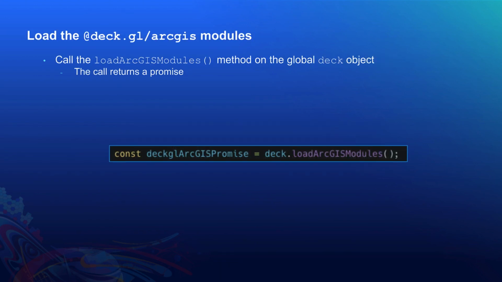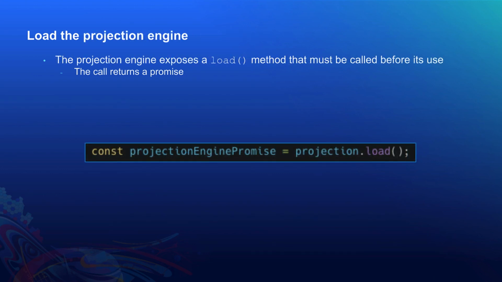When loaded from the CDN, deck.gl is available as a global deck object. In order to load the additional classes provided by the deck.gl ArcGIS plugin, we need to call deck load ArcGIS modules. This call, too, returns a promise. Finally, since the feature layer that we are querying is Web Mercator, and deck.gl expects longitude and latitude, we will need to reproject the queried data. For this, we need the projection engine. Because of the way it is implemented, the projection engine needs to be loaded with a call to load before it can be used. This call also returns a promise.